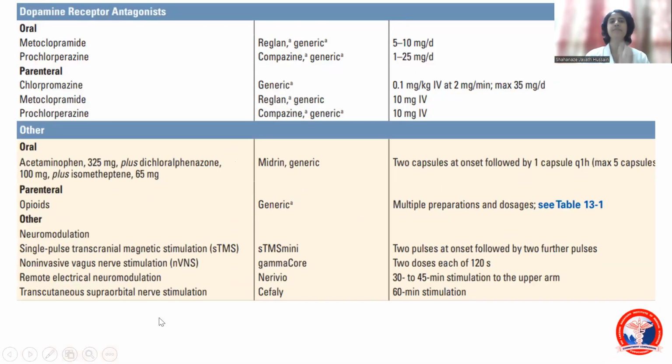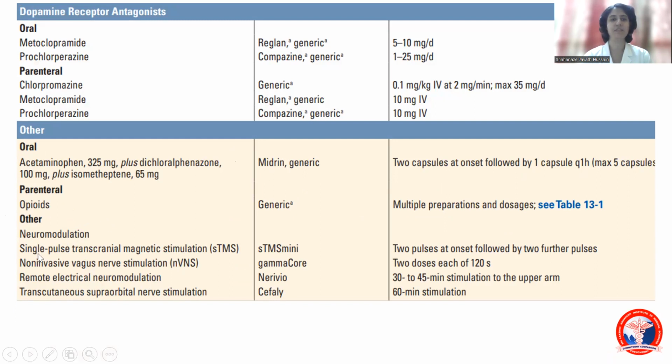Going to the next slide. Dopamine receptor antagonists usually are given to control the nausea and the vomiting associated with migraine. Some of the common oral drugs are metoclopramide and chlorpromazine. Opioids can also be given, but they are quite habit forming and as such are omitted.